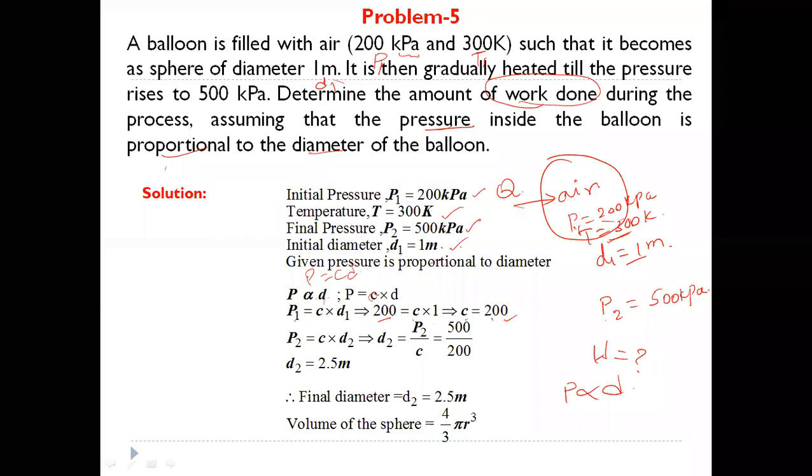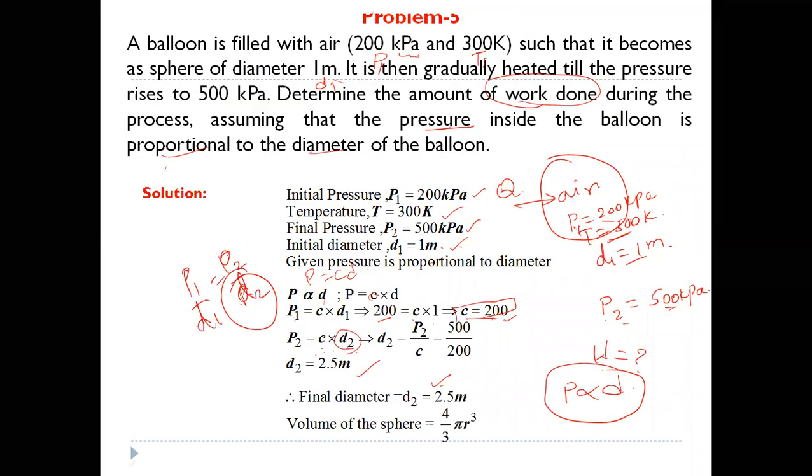After finding the value of C, we apply it for the second, final state: P2 is equal to C into D2. We know the final pressure is 500 kilopascals and C is 200, so we find D2, which is 2.5 meters. By using the given relation P proportional to D, we can also write P1 by D1 is equal to P2 by D2. From this, we find the other diameter.